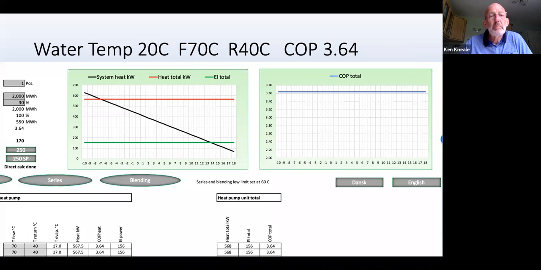Now here we've got a water temperature of 20, which is at the top range of the water available from mine water in the UK. 60-40 generates a COP of 3.6, and the higher source water can contribute to COP, but this can be lost with a high flow temperature and a poor delta T.